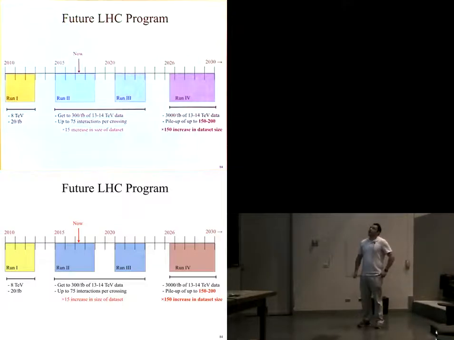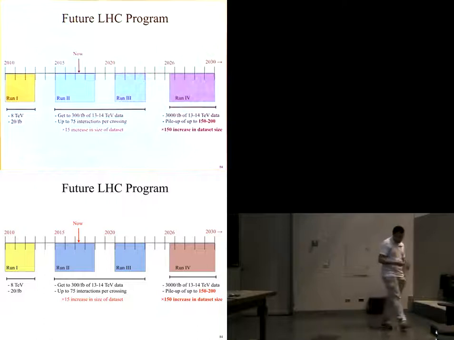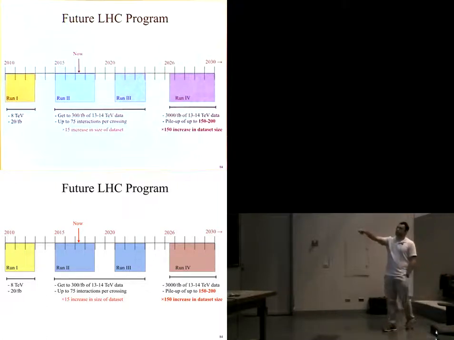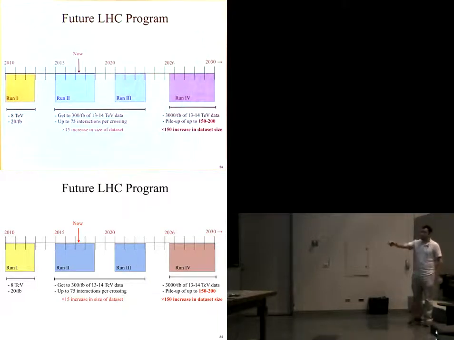Okay, so I'll just end by talking about what we might know in the future. So first, what we might know by sort of 2035 or so. So here's a schedule for the future program at the LHC. Here's where we are now. There's roughly three running periods. There's what we call run one. This is the running period that got us the discovery of the Higgs boson. This was at the lower energy of 8 TeV.